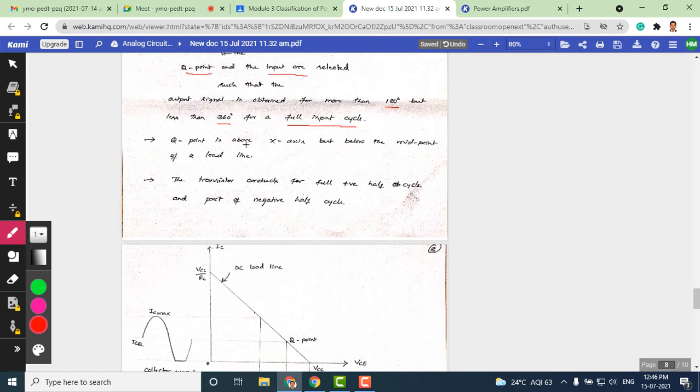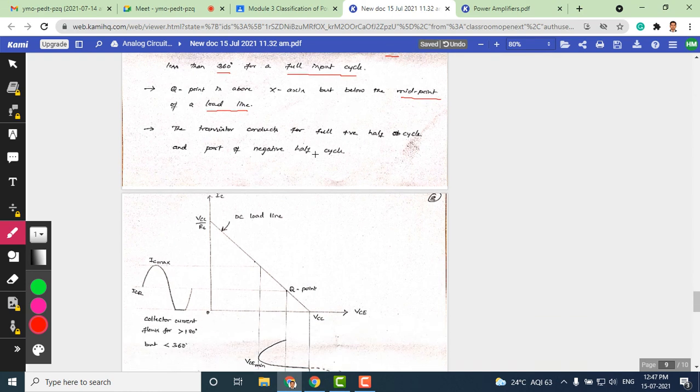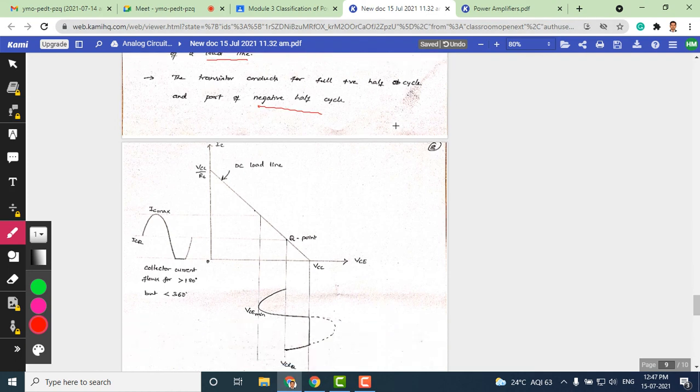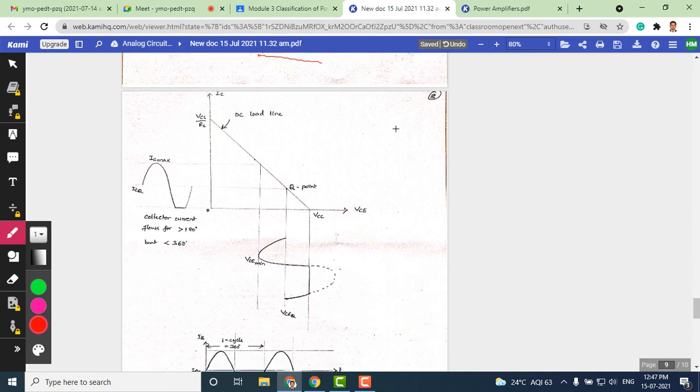And see where the Q point is located for this. The Q point is located below the midpoint of the load line. It can't be on the x-axis or below the x-axis. It has to be above the x-axis but below the midpoint. Now the transistor conducts for the full positive half cycle and part of the negative half cycle. So we can't get the full negative half cycle, but only part of the negative half cycle where an output current exists.